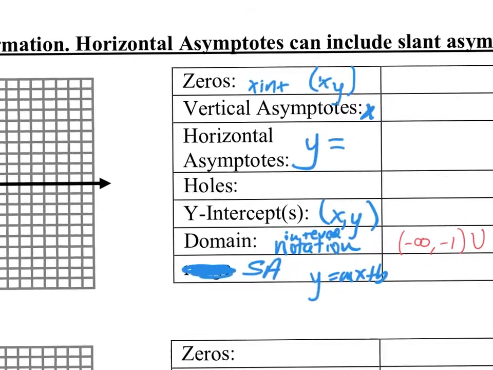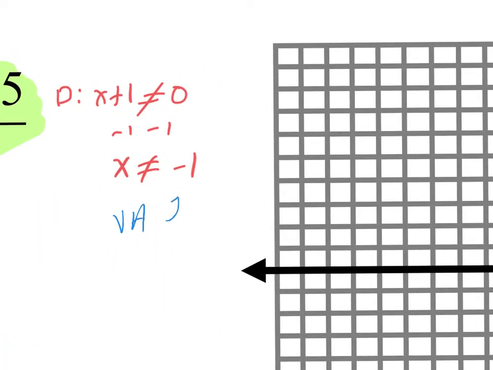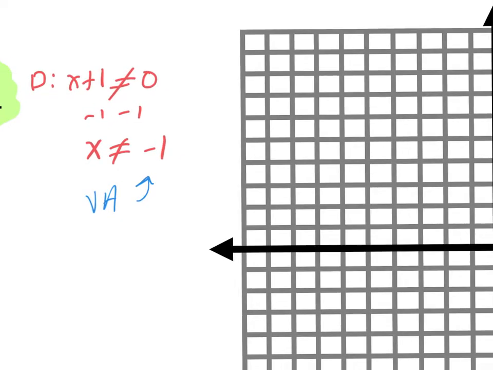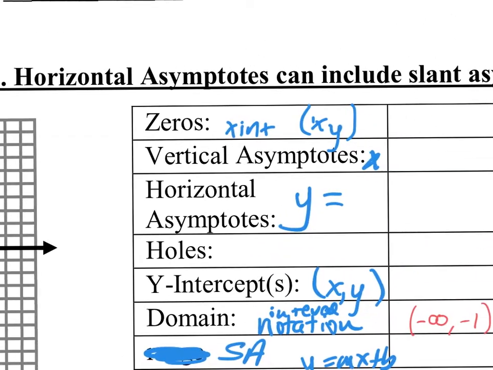All right, next thing we're going to talk about is our vertical asymptote. Vertical asymptotes go hand in hand with our domain. So I have a vertical asymptote where? At x equals negative 1.